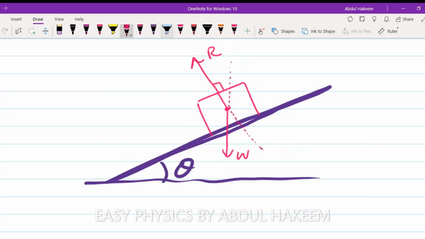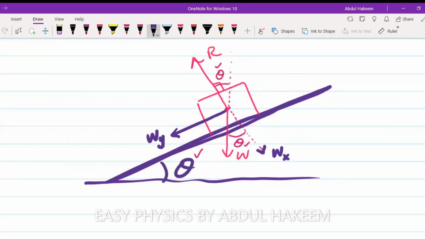then do remember this angle theta and this angle theta. So 1, 2, 3, these angles are equal. Now, this line represents the x component of the weight, and this line represents the y component of the weight. So the x component of the weight is balancing the reaction, and the y component is acting down the slope.